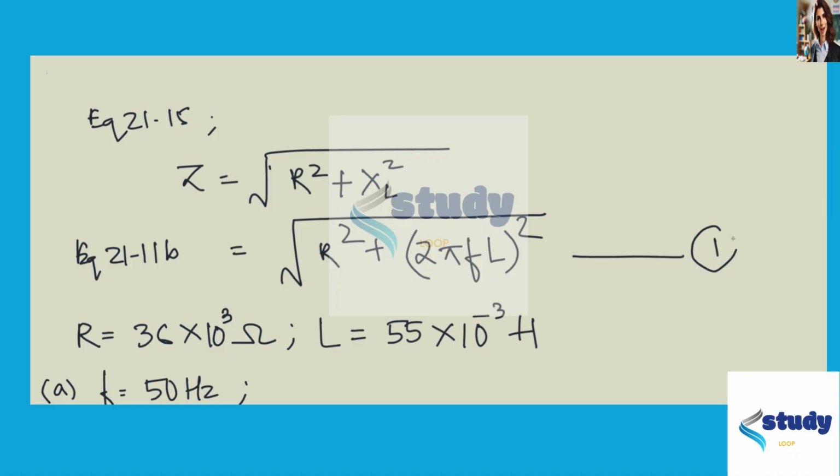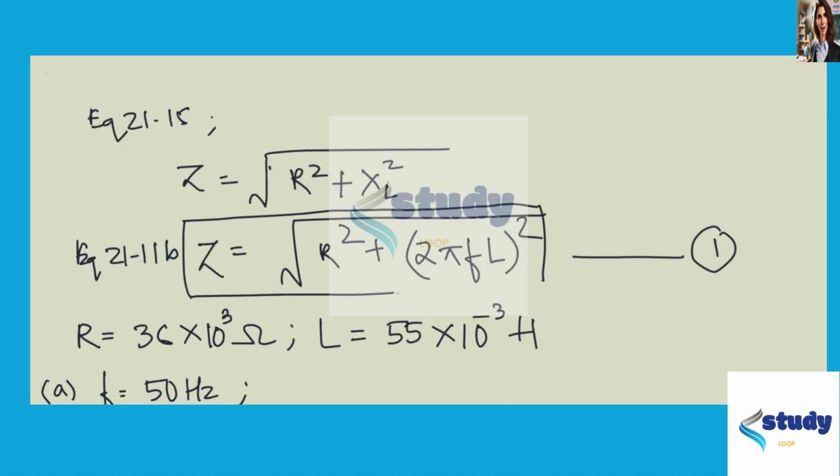Let's call this equation 1, and let me keep it inside a box. So we substitute these three values in equation 1, solve for Z, and we find Z to be 3.6 times 10 to the power 4 ohms. And basically, the inductor has essentially no effect on the impedance at this relatively low frequency. That's why Z comes out to be very close to R.